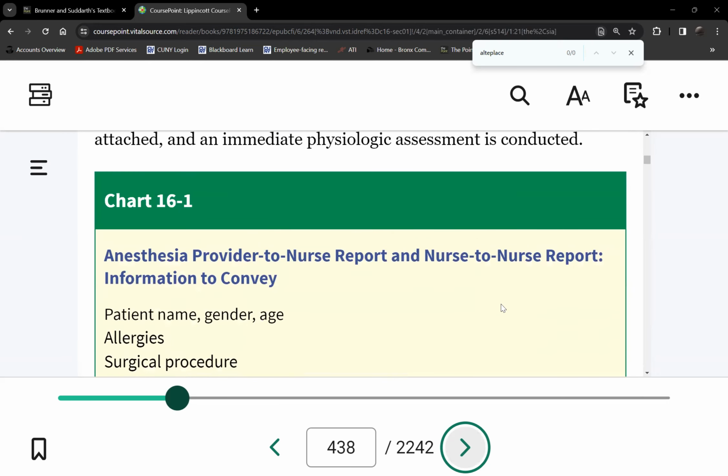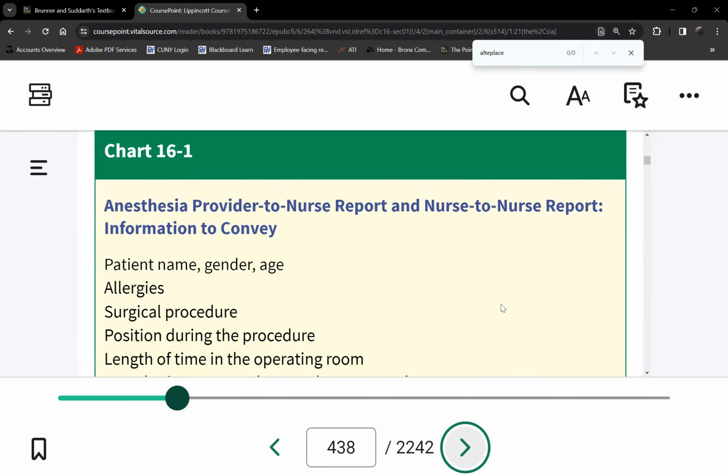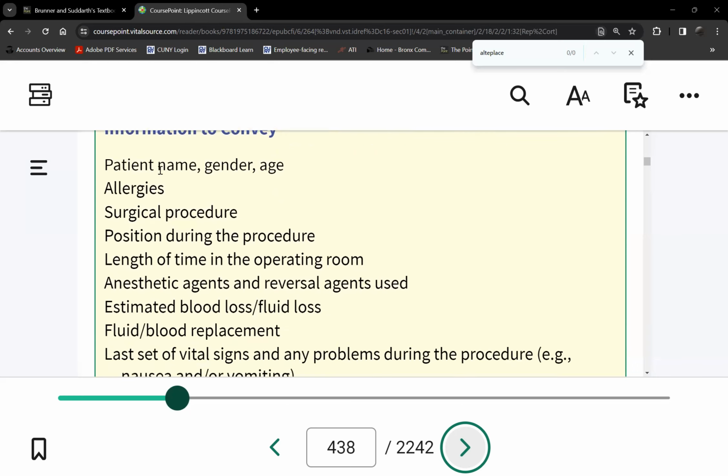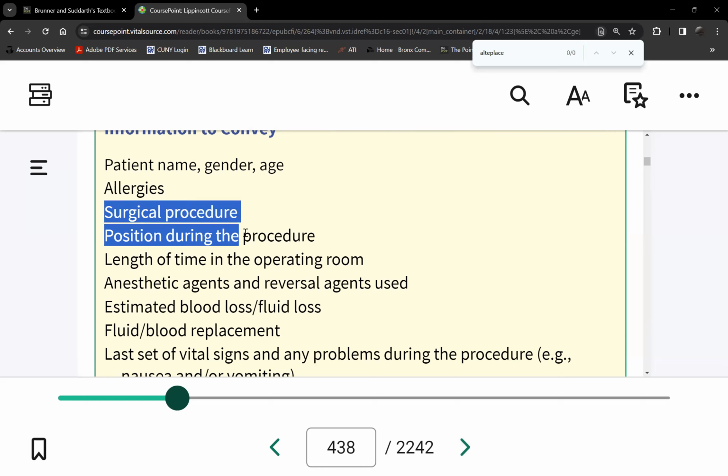All right. First scenario will be you're on the post-op floor. So you're on orthopedics maybe or regular med surg, wherever your unit is. You will receive report from the PACU nurse. That report, that handoff, must contain the following. Patient's name, gender, age, allergies. What did they have? What was the procedure? What was the position during procedure?